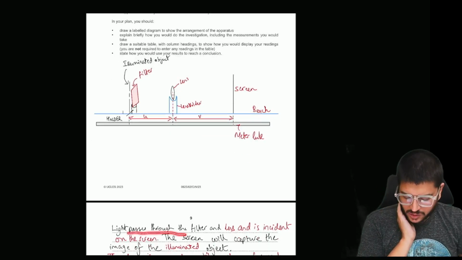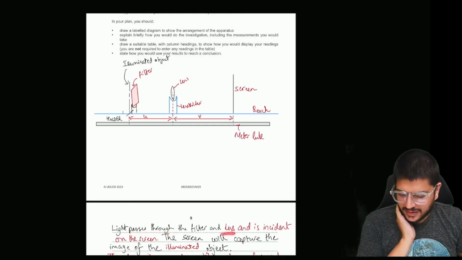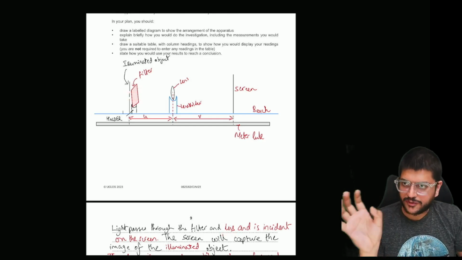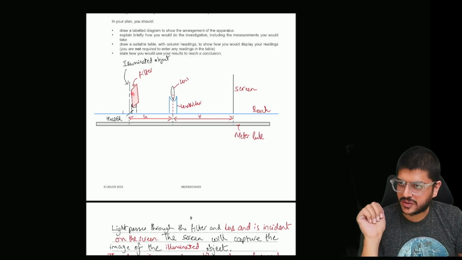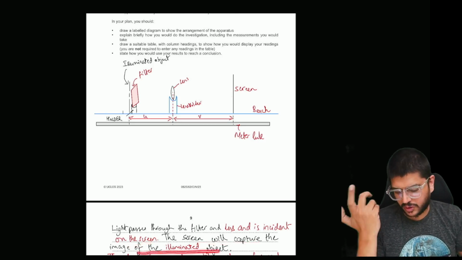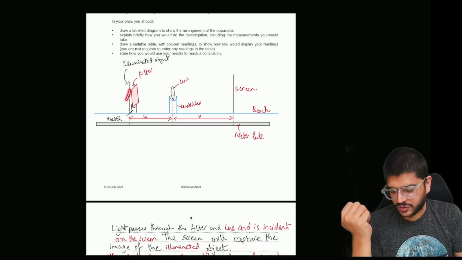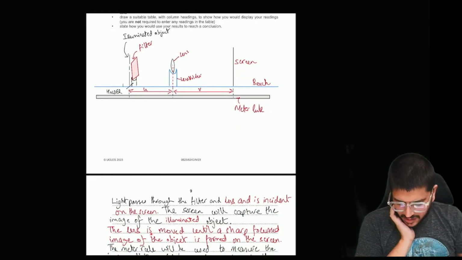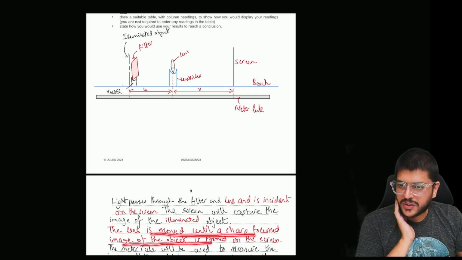Light from the illuminated object passes through the filter first and then the lens, and is incident on the screen. The screen will capture the image of the illuminated object. Let's say you're using a triangular object, the image is going to be inverted, just for your knowledge. The lens is moved until a sharp focused image is formed on the screen.